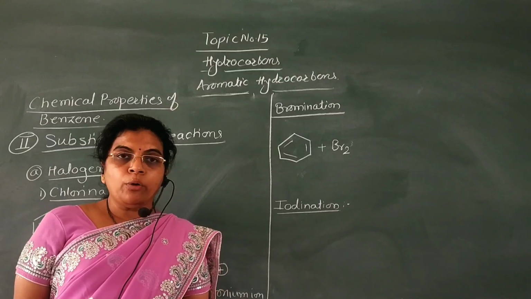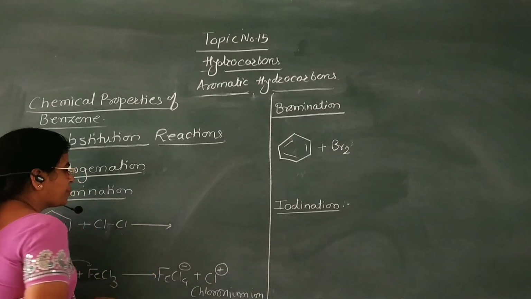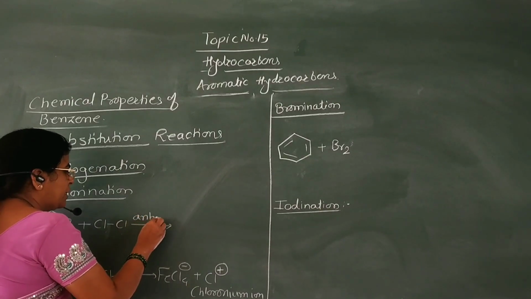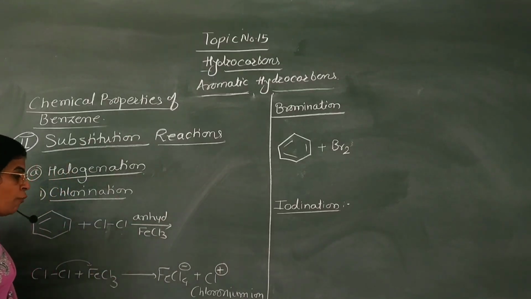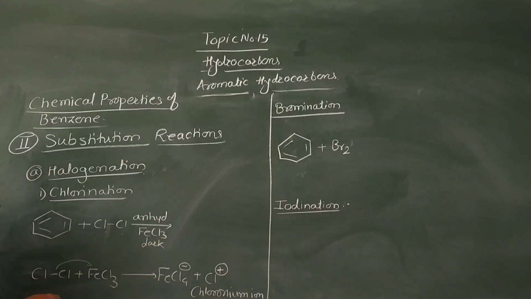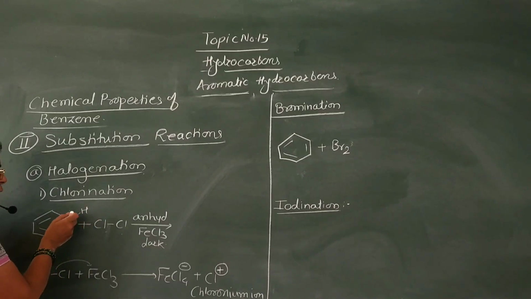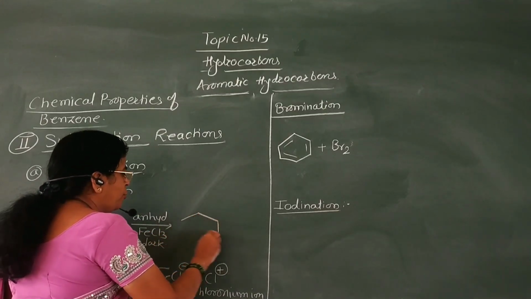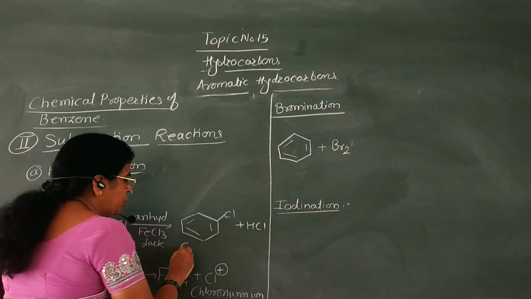Here first we are going to see chlorination of benzene. When benzene is treated with chlorine in presence of anhydrous AlCl3 or anhydrous FeCl3 or in presence of iron in dark, then electrophilic substitution of chlorine takes place and one hydrogen atom from benzene is replaced by a chlorine atom to form chlorobenzene like this, plus HCl. This is chlorobenzene.